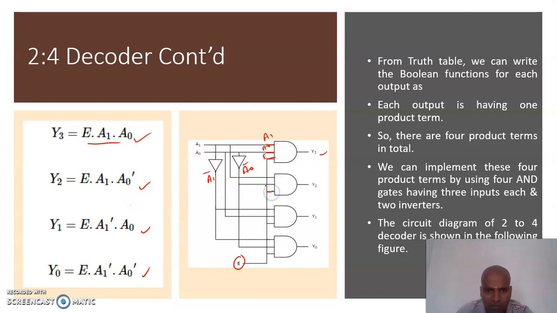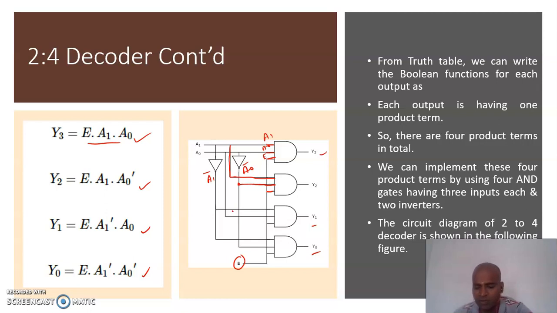So here it is E and A1. So from here it is coming A1 and this is A0 bar. Okay, it is taken from this line. So this is A0 bar. Similarly Y1 and Y0, from the corresponding expressions we can draw the logical diagram. So this is the design of the 2 to 4 decoder. So first step is understand the concept and draw the block diagram. Then the second step is construction of a truth table, and the third step is finding the expressions using K-map, and the last one is the logical diagram.